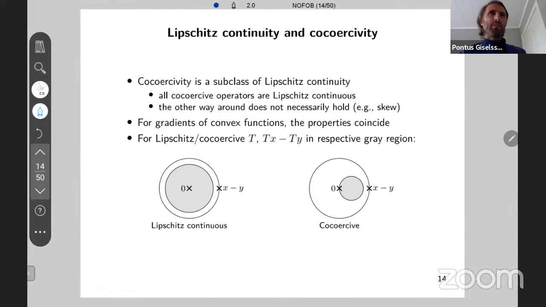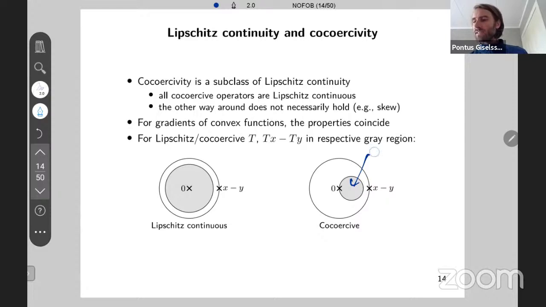If you have seen some analysis of the proximal gradient method or the gradient method, it's often assumed that the function is smooth, and then we say that the gradient is Lipschitz continuous. But if the function is convex and the gradient is Lipschitz continuous, the gradient is actually also cocoercive. These two properties combined give us a stronger property of the gradient than just Lipschitz continuity. So for gradients of convex functions, Lipschitz continuity and cocoercivity actually coincide.